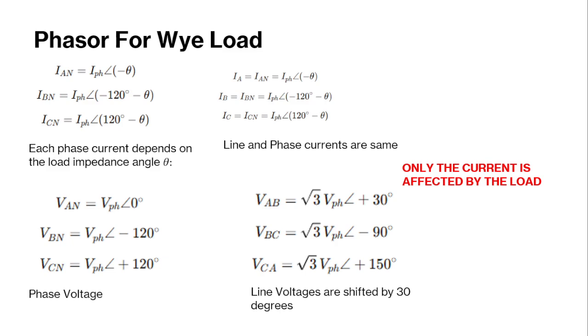For Y, since the currents are the same, the voltage will have the 30-degree shift. For delta, since the voltages are the same, the current will have the 30-degree shift. The shift goes with the part that is different. And it's always minus. What did I say?